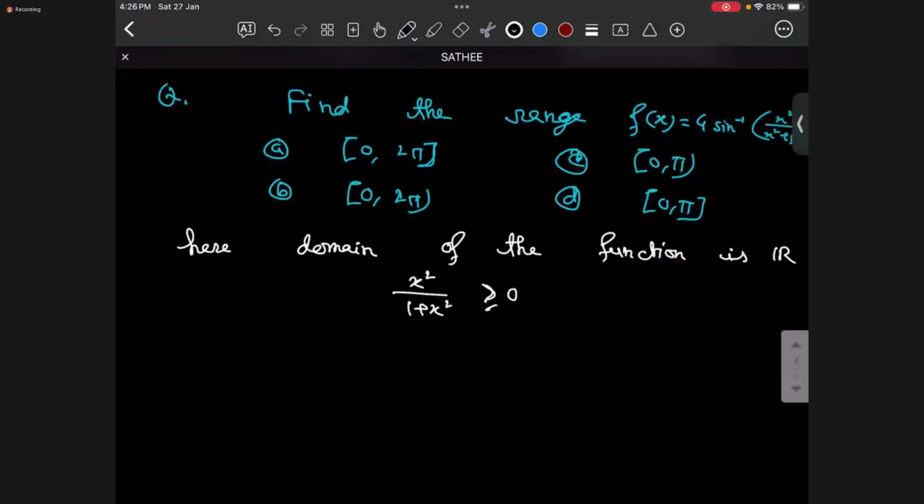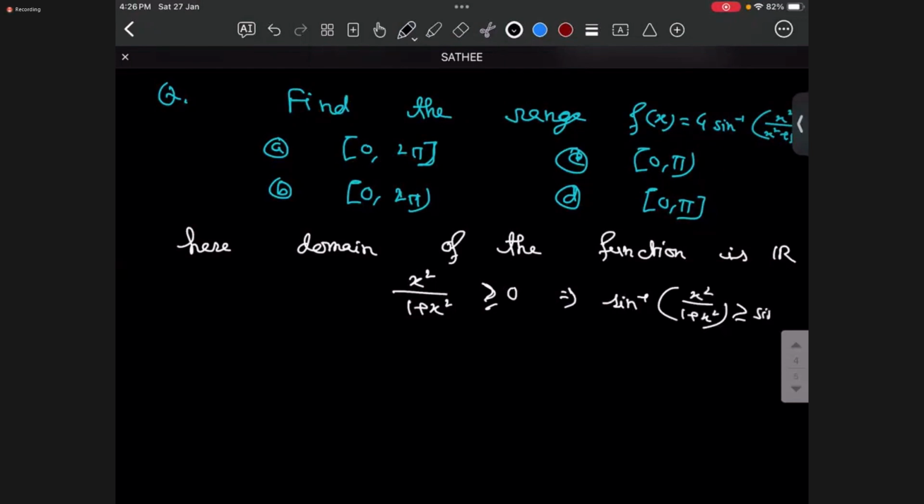So it is verified that sine inverse of x square by 1 plus x square should be greater than or equal to sine inverse 0, which is nothing but 0. If I multiply both sides by 4, it still holds. So 4 sine inverse of x square by 1 plus x square should be non-negative, at least. Now what will be the upper range, pi or 2 pi? That we will find, and after that we will check whether the function attains its boundary point or not.